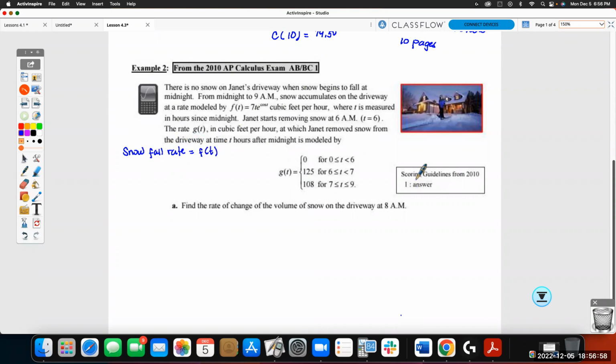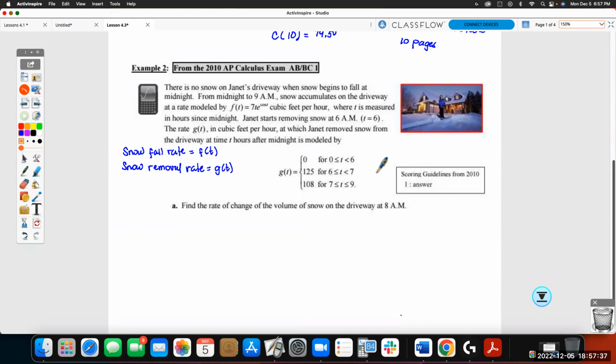Okay, and then Janet starts removing snow at 6 a.m., t equals 6. The rate g of t, in cubic feet per hour, at which Janet removed snow from the driveway at time t hours after midnight. So again, g of t here is a rate at which the snow is being removed. So let's say this is the snow removal rate. The snow removal rate is denoted by g of t. And notice that g of t is a piecewise function.